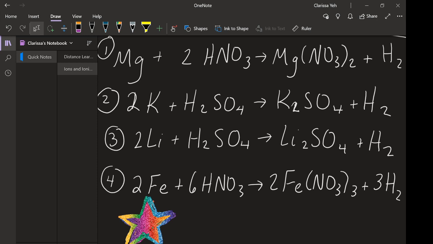We seem to be struggling, so I'll just do the first one for you guys, and then the sticker will go to whoever finishes the second one.